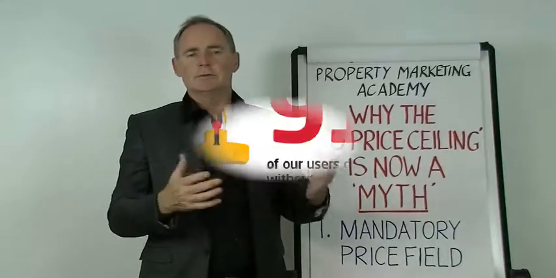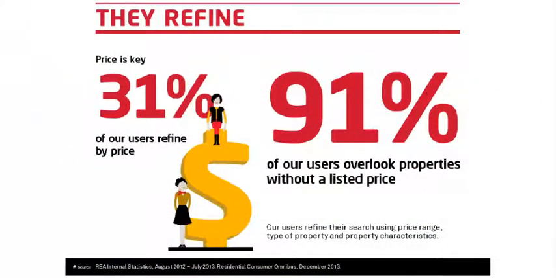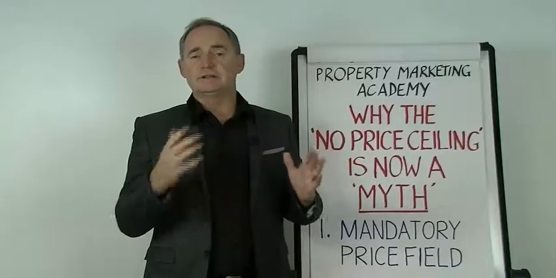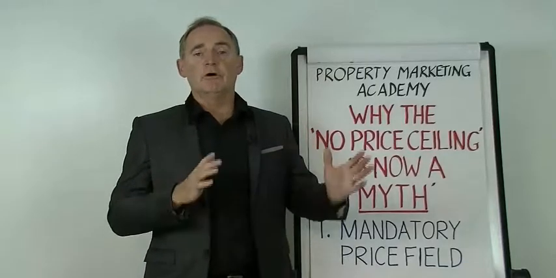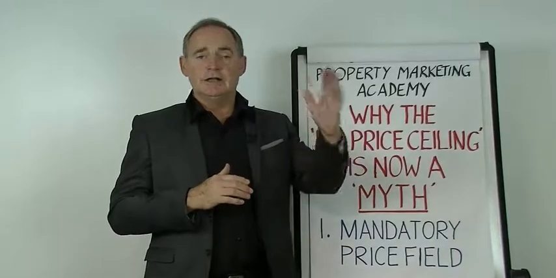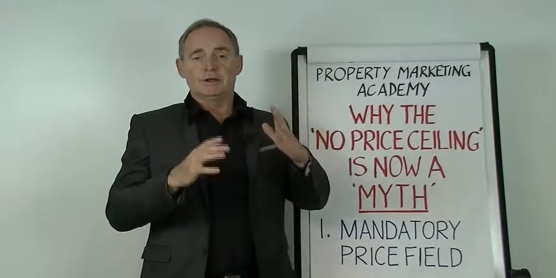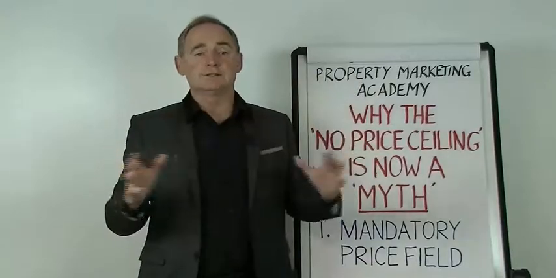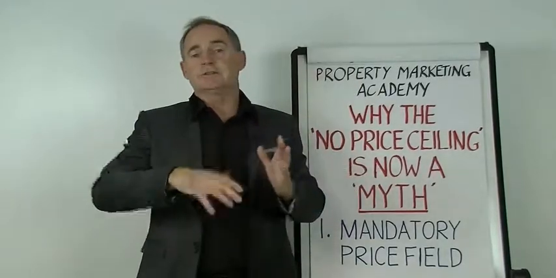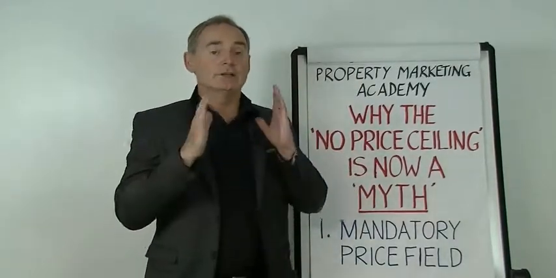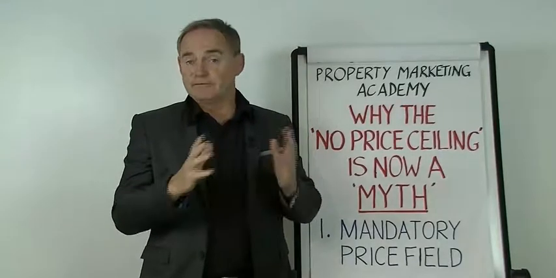And realestate.com.au have said that something like 31% of users now search and refine their search by price. So if they're looking at buying a property, say between $550 and $600, they'll refine their search in that price range so that they're getting rid of all the ones that are so much cheaper and so much dearer, and then they're concentrating just on those particular properties that they can afford.